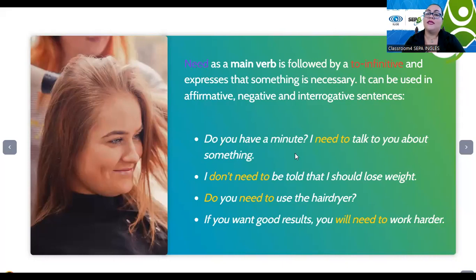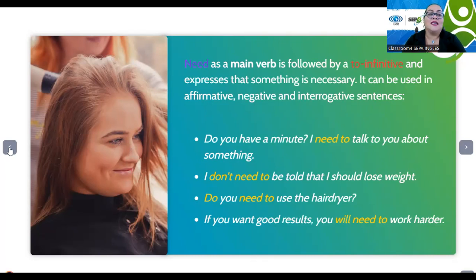Do you have a minute? I need to talk to you about something. I don't need to be told that I should lose weight. Do you need to use the hair dryer? If you want good results, you will need to work harder. Observe, to, to, to, to. Why? Because I'm talking about need as a main verb. If need is a main verb, I'm going to use to after need.